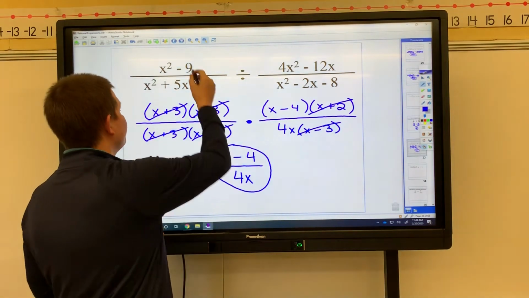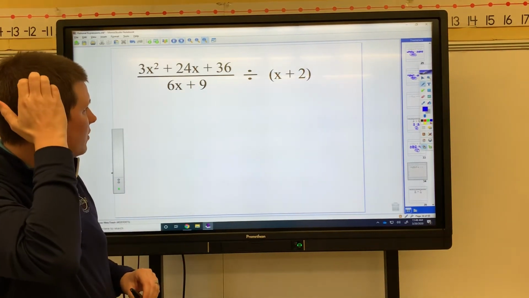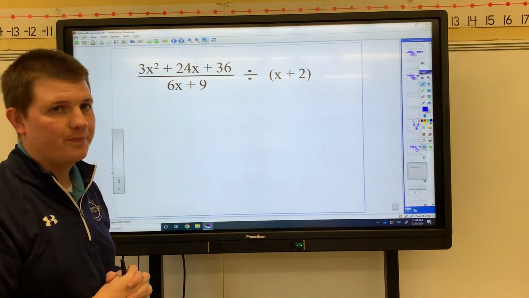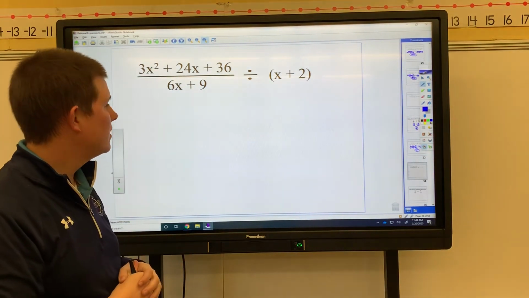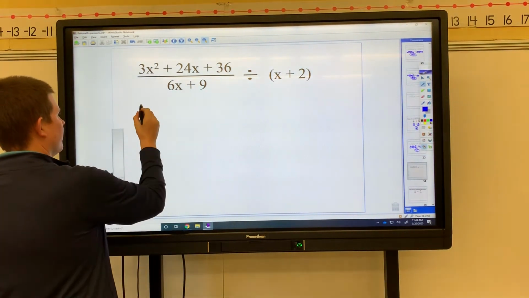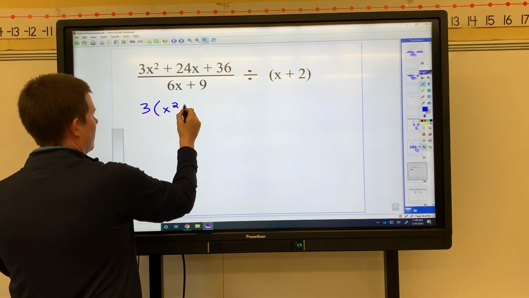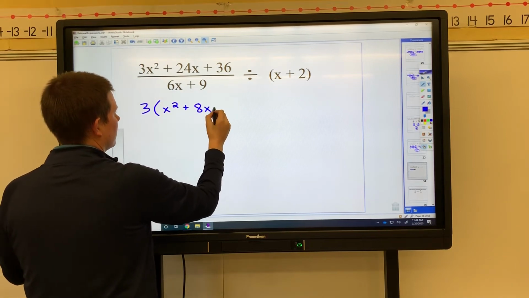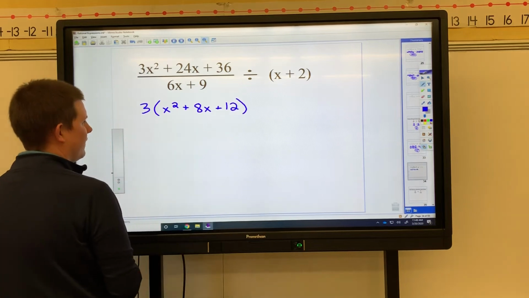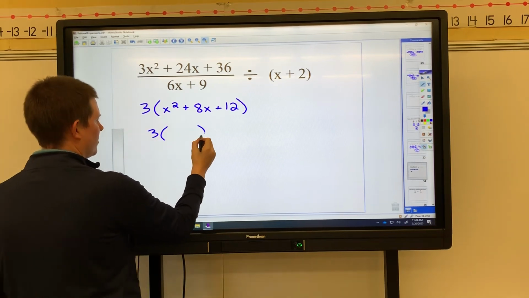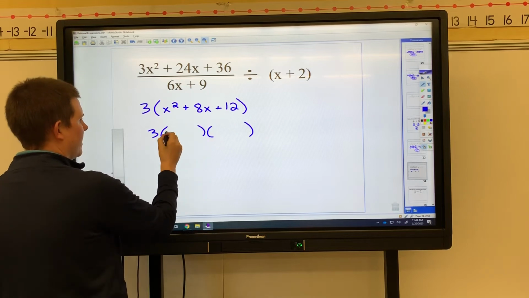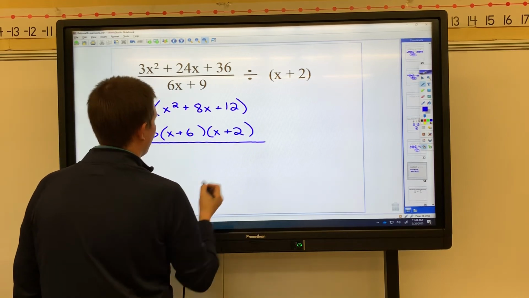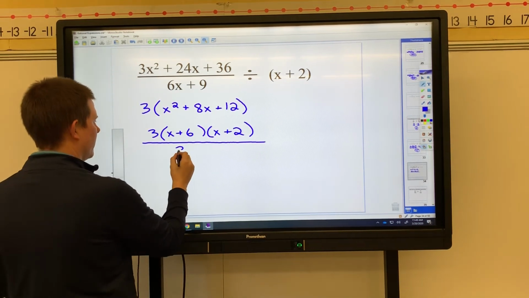Let's do another example. 3x squared plus 24x plus 36 all over 6x plus 9 divided by x plus 2. So we're going to factor the numerator of the first fraction. So we can take out a 3, x squared plus 8x plus 12. And then I can factor that down. Find two numbers that multiply to 12 and add to 8. That'd be 6 and 2. So that's the numerator. Denominator, I can factor out a 3.